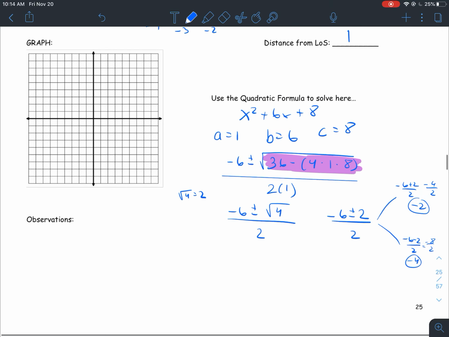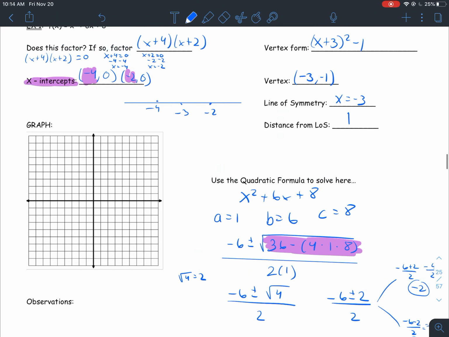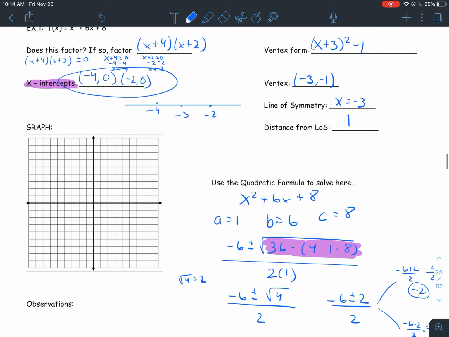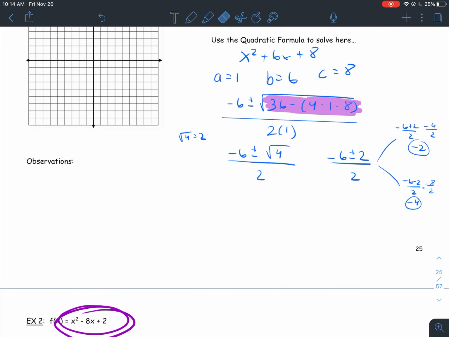Okay, so let's think about it, we just got negative 2 and negative 4 as our solutions. Interesting, right? Negative 2 and negative 4 were our x-intercepts. Remember how when I talked about finding the x-intercepts, finding the solutions, finding the roots, they're all the same thing. So when we're using the quadratic formula, we're finding the x-intercepts. All right. Now, I do want to try and solve using another method.